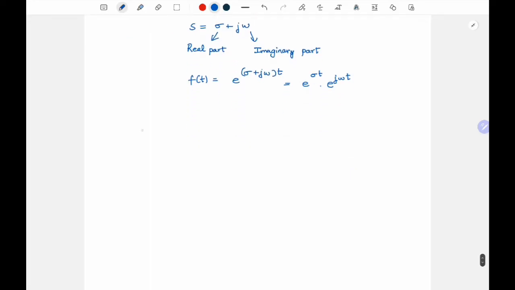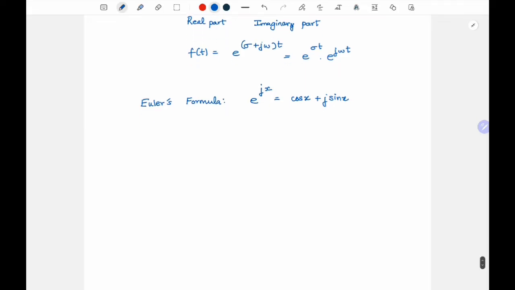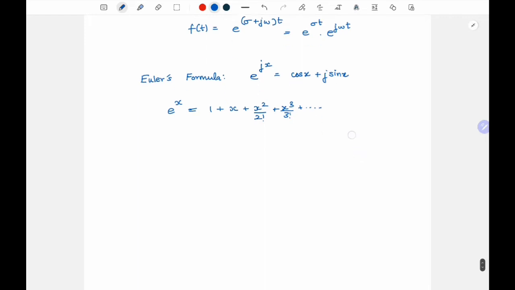And you have Euler's relation, or Euler's formula. So e power j x is nothing but cos x plus j sin x. So it is actually related to the cosines and sines, right? This actually comes from the Taylor expansion. So if you have the exponential, the Taylor expansion is something like 1 plus x plus x square by 2 factorial, x cube by 3 factorial, and so on. This is the Taylor expansion, right?